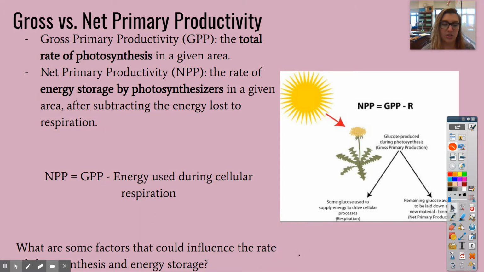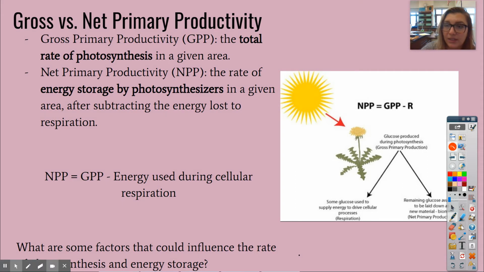So I have this question here. Maybe you could answer it in the comments section below. What do you think are some factors that could influence the rate of photosynthesis and energy storage? What do you think is going to change how much photosynthesis plants go through? Take a second, maybe write a quick brainstorm in the comments section.